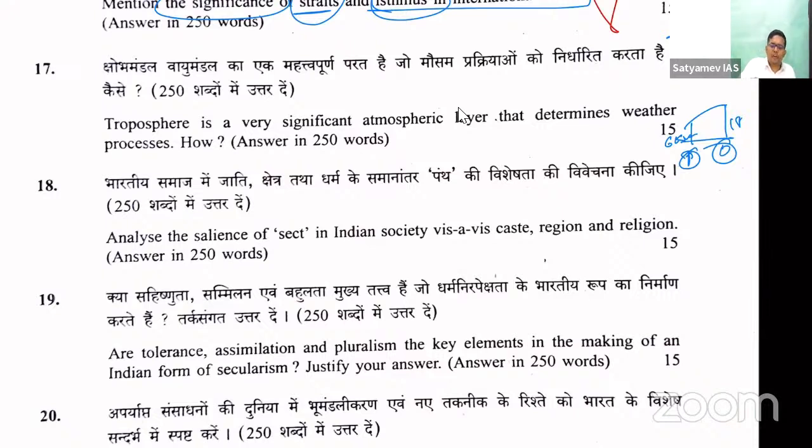All right. So the troposphere is a very significant atmospheric layer. I'll say it determines weather with respect to the primary circulation, the secondary circulation, and the different weathers. There are 3 structures which I have created. If I talk about weather, it means wind speed, precipitation pattern, and temperature anomaly. So the troposphere is the layer in which the Ferrel, Hadley and polar cells will be there.